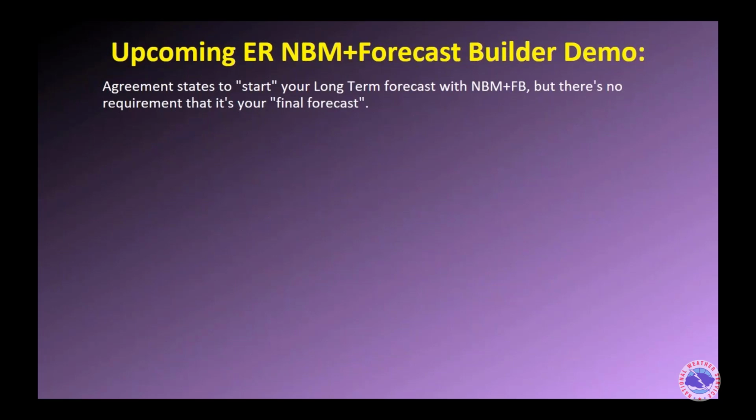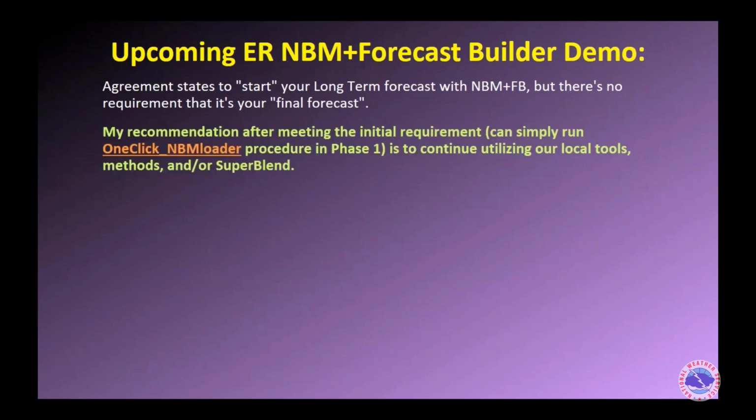So this is my last slide. I'm going to tie everything into the upcoming Eastern Region MBM and Forecast Builder demo. Now, I know there's a lot of different versions and a lot of iterations going on with this. The one thing that's remained pretty consistent, I mean, they're just trying to figure out timing of when to do the long term, is that the agreement states to start your long-term forecast with the NBM and the Forecast Builder. Forecast Builder is in phase 2 of this demo. But to start with those things, there's absolutely no requirement that it would be your final forecast.